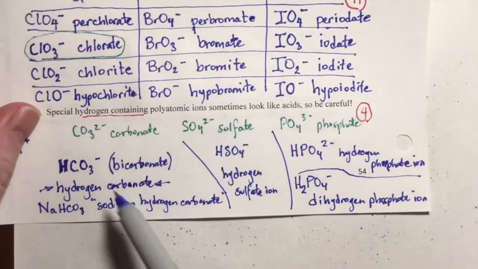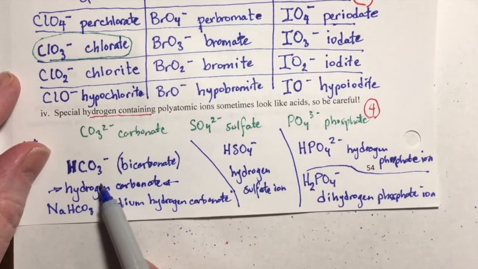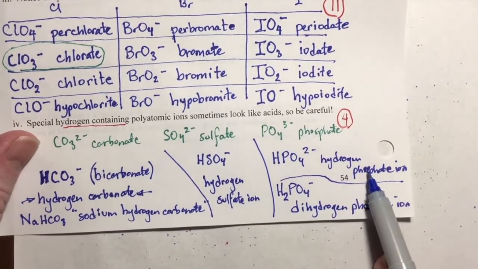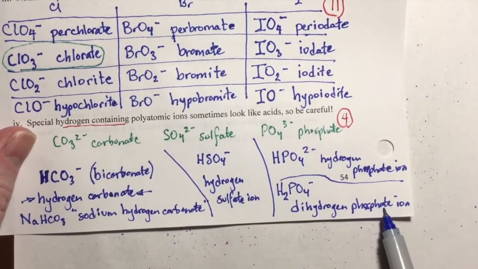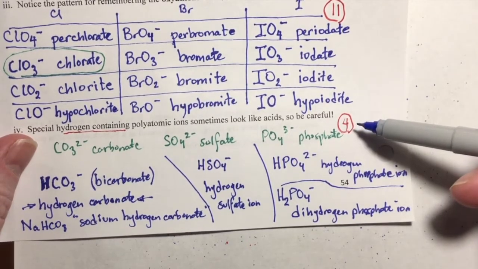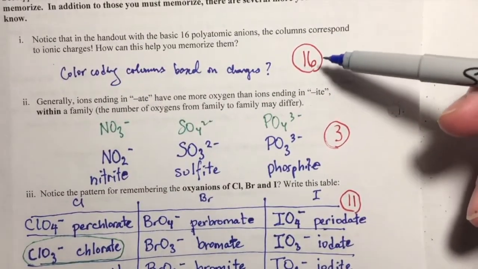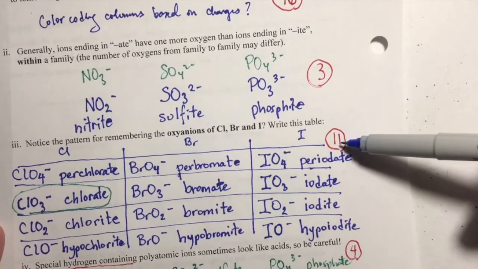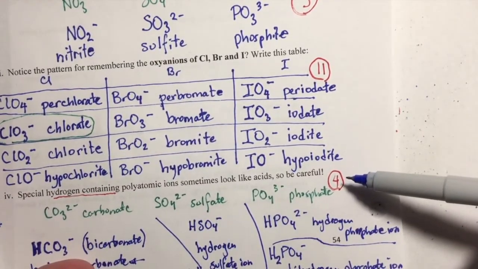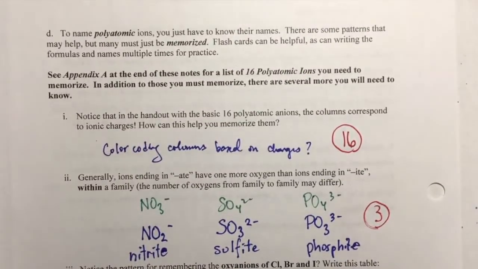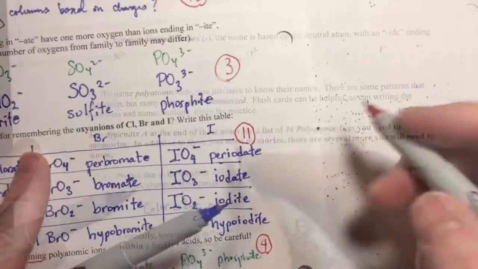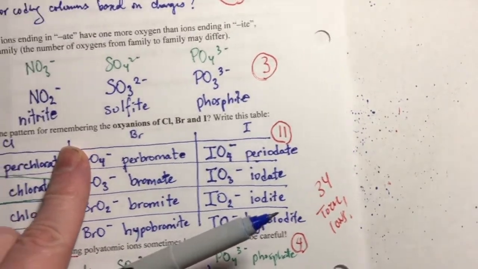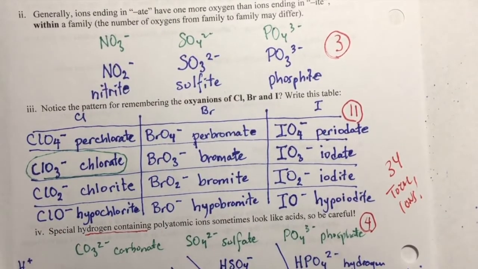Okay? So we can see we have 4 new hydrogen-containing ions: the hydrogen carbonate, the hydrogen sulfate, the hydrogen phosphate, and the dihydrogen phosphate ions. So that's 4 more. If we add up these numbers in red for all of the ions that we have to know for this class, 16 plus 3 is 19, plus 11 is 30, plus 4 is 34. And that gives you your 34 total ions. Okay, 34 total ions that you have to know for this class.